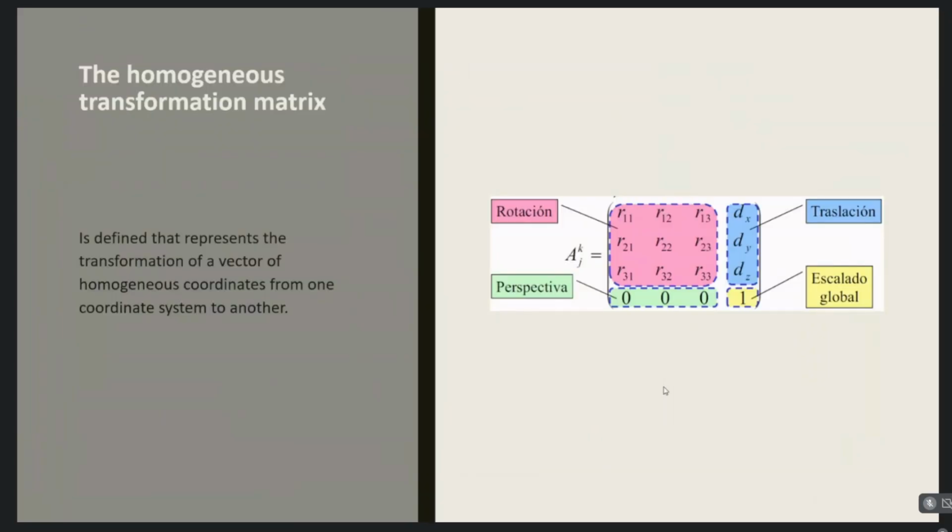Now, the homogeneous matrix, the homogeneous transformation matrix. This can be represented by the letter H, or sometimes it is found with the letter T. A matrix of dimension 4 by 4 is defined that represents the transformation of a vector of homogeneous coordinates from one coordinate system to another. And in the picture, we can see that it contains rotation, translation, perspective, and the unit 1.